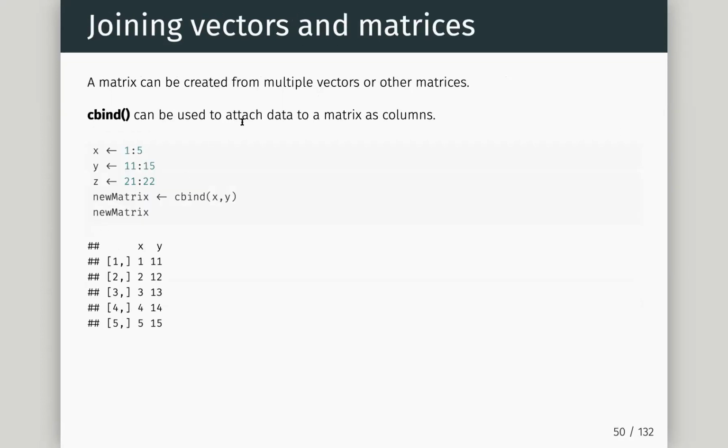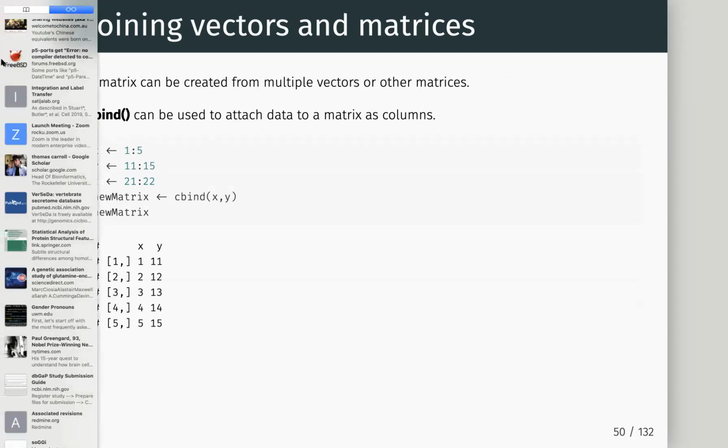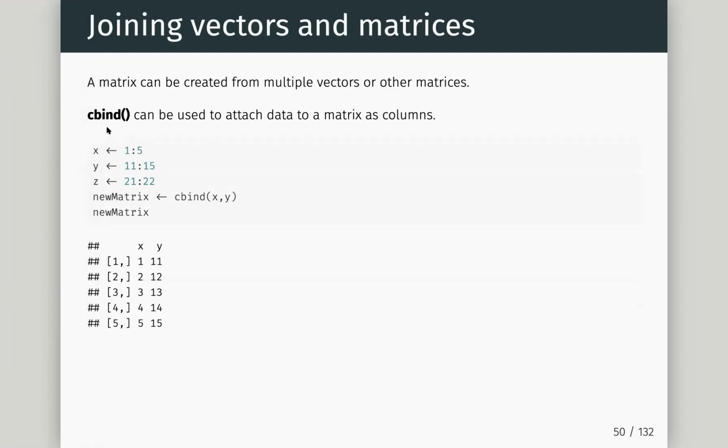So a matrix can be created from multiple vectors, like 1 to 5, these types of vectors, or you can actually stitch together other matrices. So we can use this extension of combine called cbind, column bind, to attach data to a matrix as columns. It sounds like column bind. We're going to stick stuff into columns.